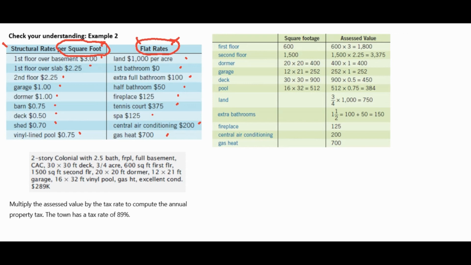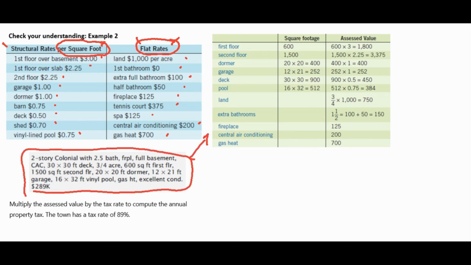Now below that we have the description of the actual place, right? So it's a 2-story colonial, 2.5 bath, has a fireplace, full basement, 30 by 30 deck. It has a 1/4 acre, 600 square feet on the first floor, 1,500 square feet on the second floor. It has a 20 by 20 foot dormer, 12 by 21 foot garage, 16 by 32 foot vinyl pool, gas heat. It's in excellent condition. It's listed at $289,000. All right, so what are we going to do here?